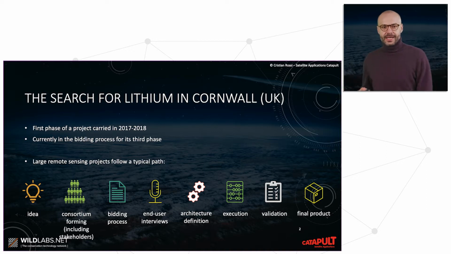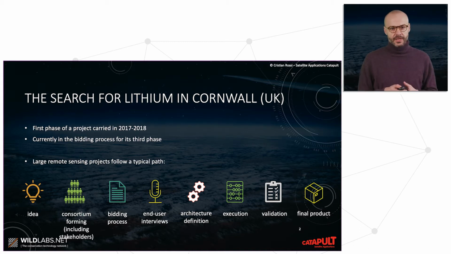Before entering into detail of the project itself, let me go through the different steps of a typical remote sensing project. Project means that we start with an idea. So in this case, the idea was that there is potentially lithium in Cornwall, and how can we use remote sensing data to support the search for it, and alongside it do an environmental study on the region.